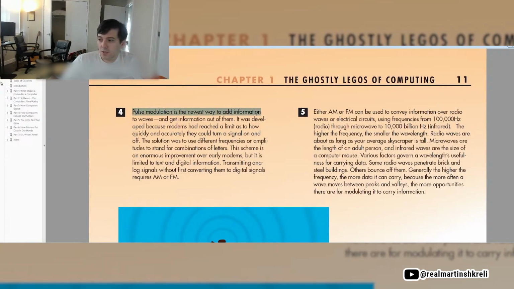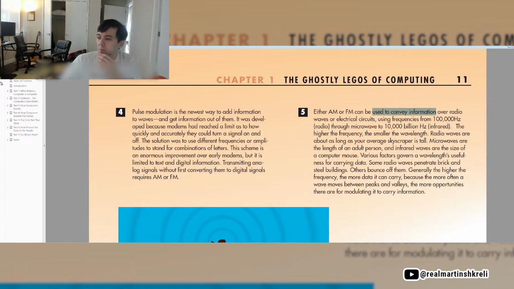Pulse modulation is the newest way to add information to waves and get information out of them. It was developed because modems had reached a limit as to how quickly and accurately they could turn a signal on and off. The solution was to use different frequencies or amplitudes to stand for combinations of letters. This scheme is an enormous improvement over early modems, but is limited to text and digital information. Transmitting analog signals without first converting them to digital signals requires AM or FM.